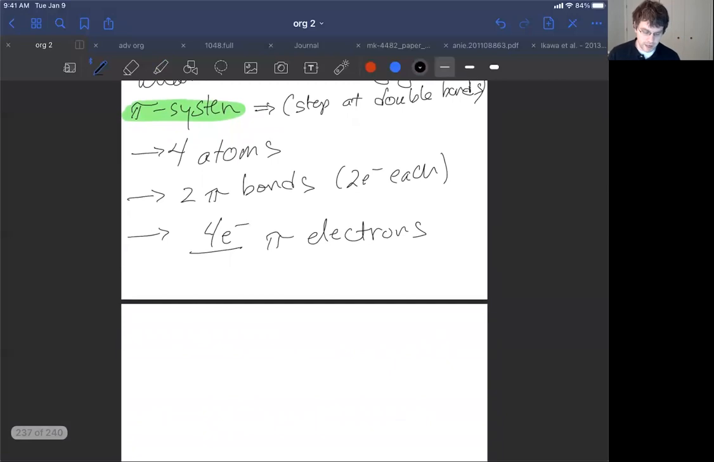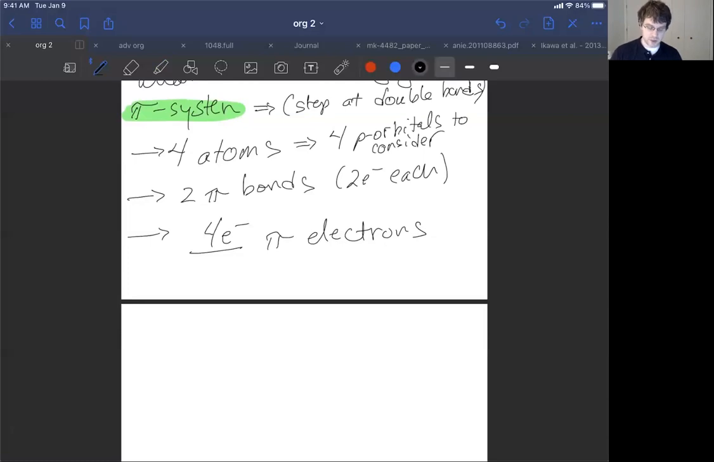So we have 4 atoms. We have 2 pi bonds. We have 4 electrons total. The 4 atoms tell us that we have then 4 p orbitals to consider. Well, now it doesn't make a lot of sense for me to draw p orbitals on the left and right because it's going to be hard to keep them all together.